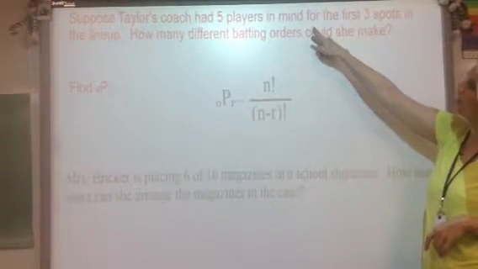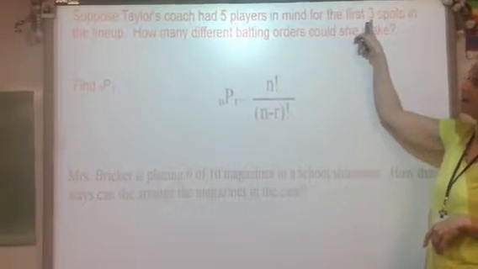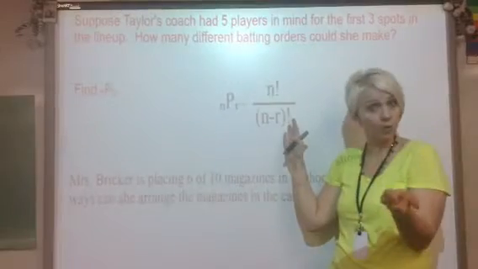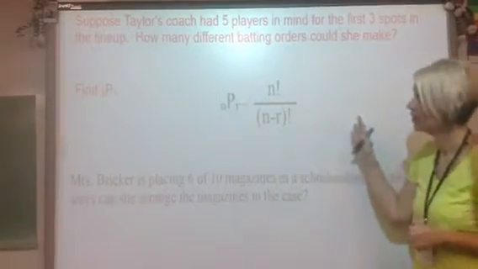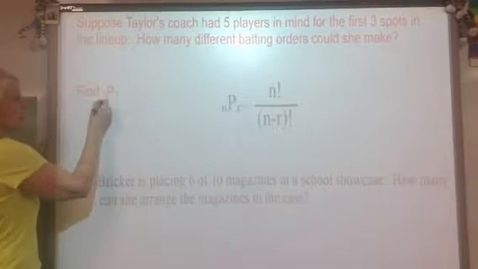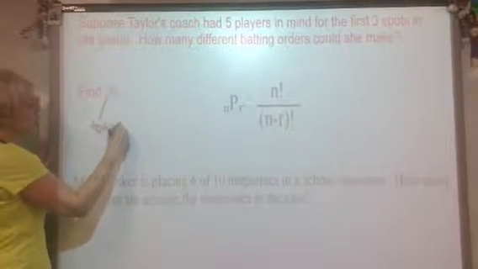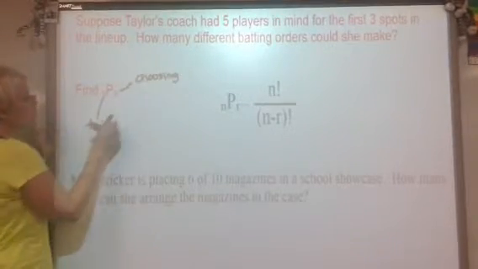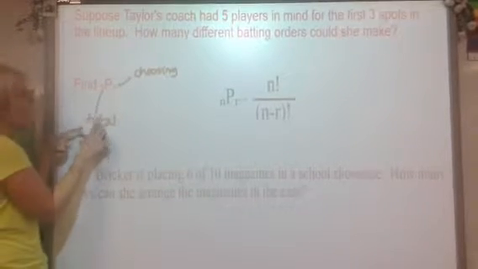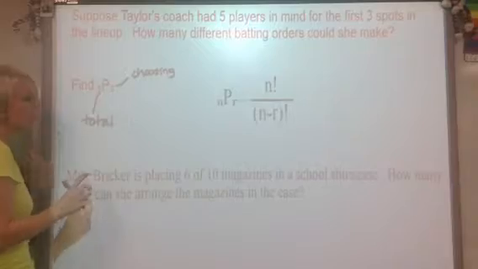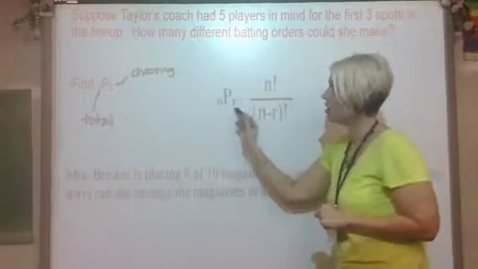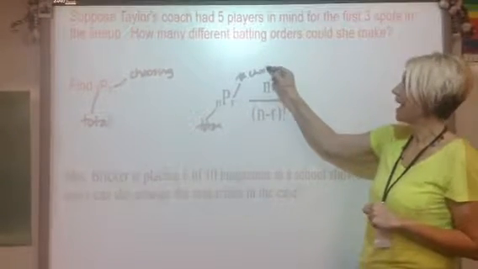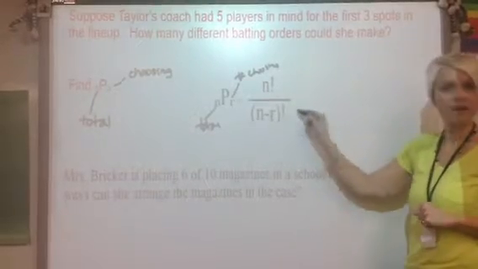Suppose Taylor's coach had 5 players in mind for the first 3 spots in the lineup. How many different batting orders could she make? This is called a permutation because order is important. Remember we said order was important in the batting order. The 5 represents how many players I have, or your total, and the 3 represents how many you are choosing. So this coach has 5 players and is choosing 3. The formula for a permutation is nPr, n meaning the total number and r meaning the number you're choosing: n factorial over n minus r factorial.